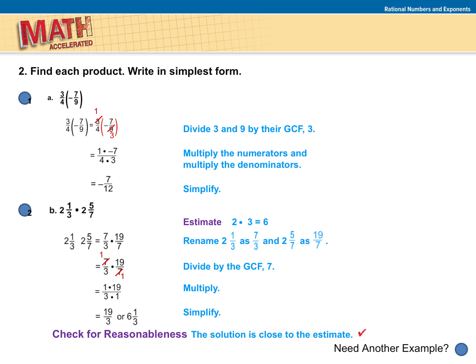You can multiply like normal, like we've been doing. You can multiply straight across on the top and straight across on the bottom. But those will get you really big numbers that you're going to have to reduce. Does anybody know an easier way to get easier numbers? What can you do before?